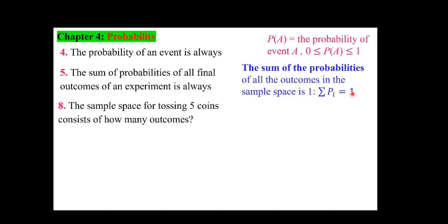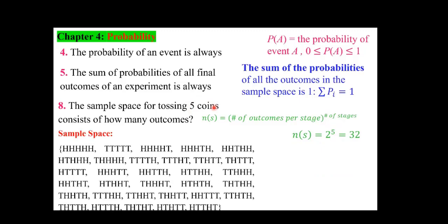The sample space for tossing 5 coins would be 2 to the power of 5, which is 32. The way we calculated it is important. The number of outcomes per stage, that means there are 2 outcomes, heads as well as tails, and the number of stages, that means the number of coins, gives us 2 to the power of 5, or 32. If we were to write that, we would get 5 H's at the start, and at the end, 5 T's.